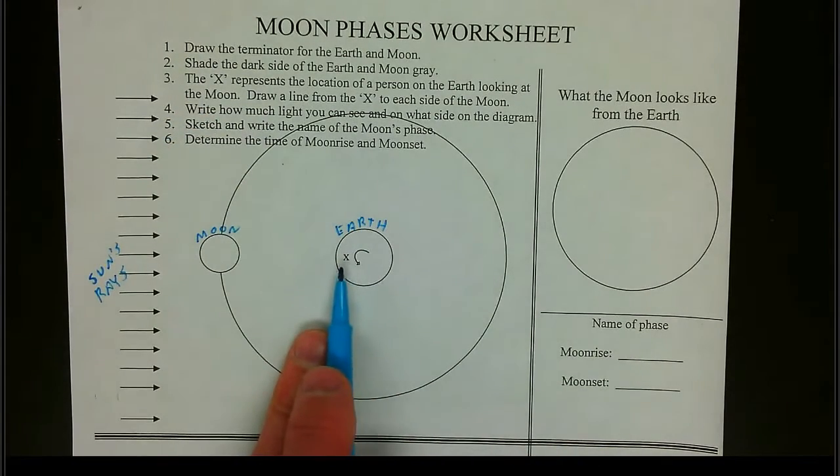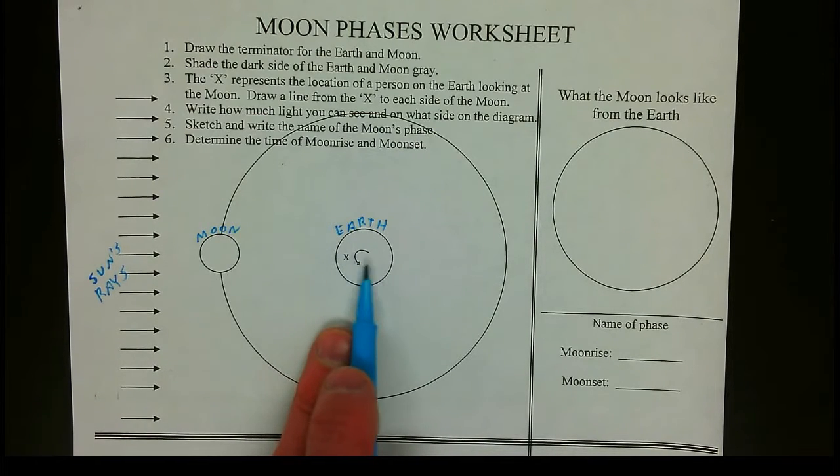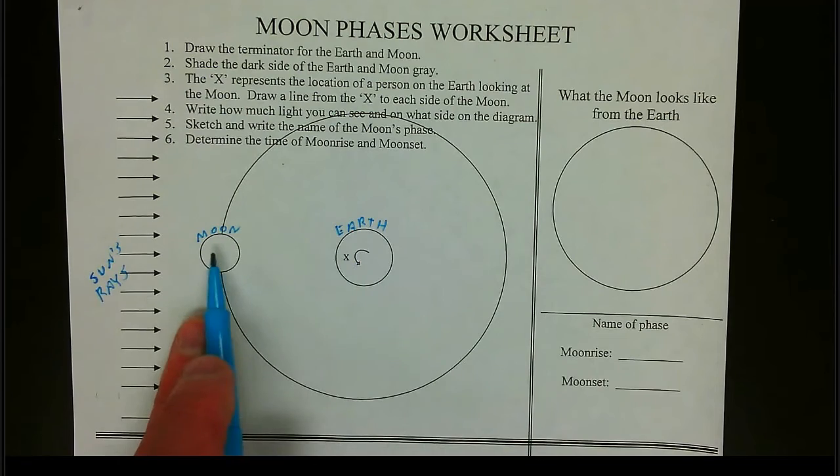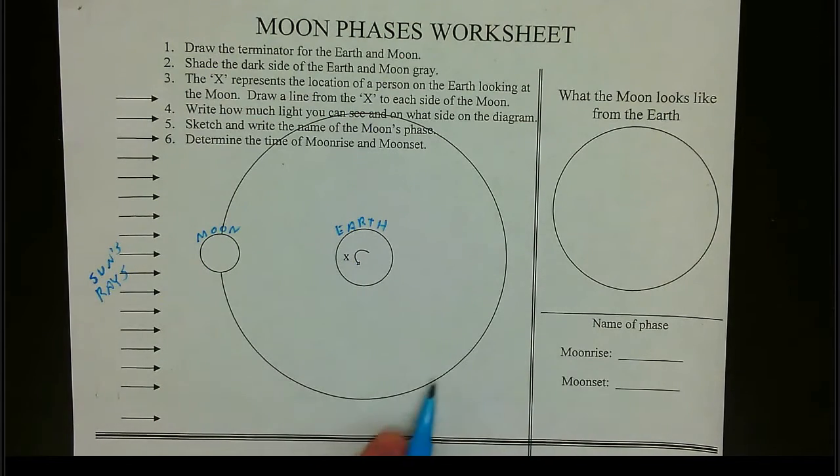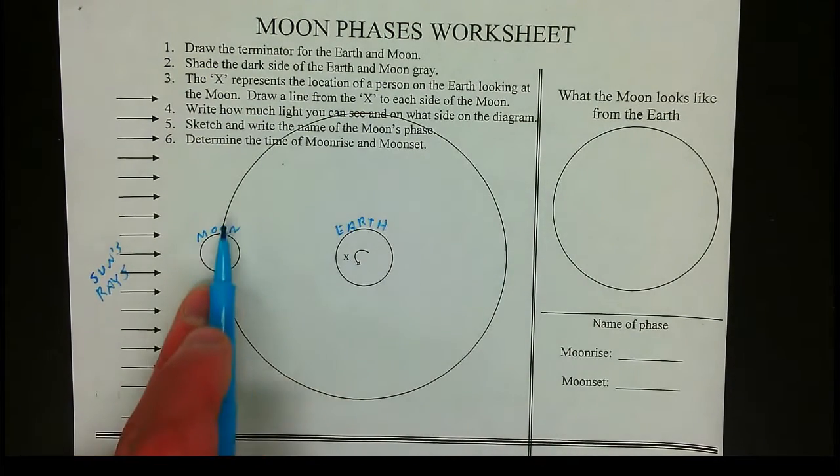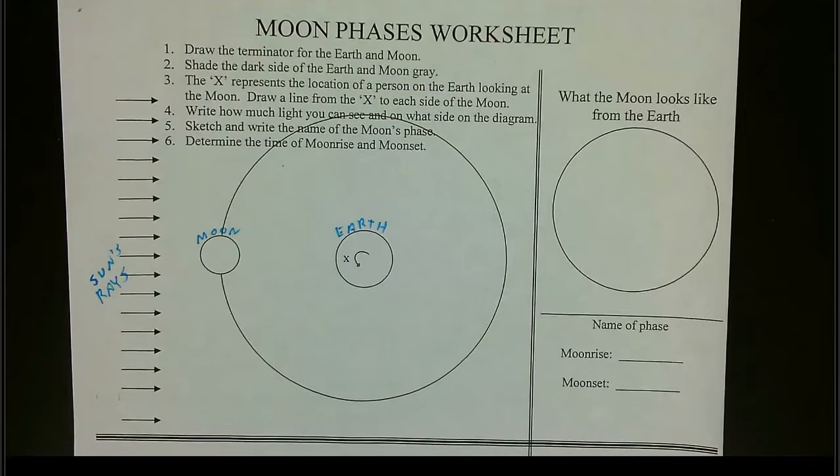There's an X on the earth to represent the observer, and there's also an arrow to show you which way the earth is rotating. There's the moon, and then this big circle is the path or the orbit that the moon takes around the earth.